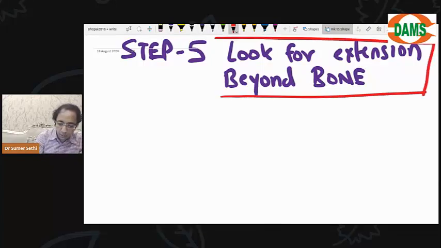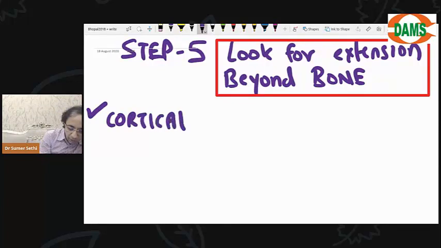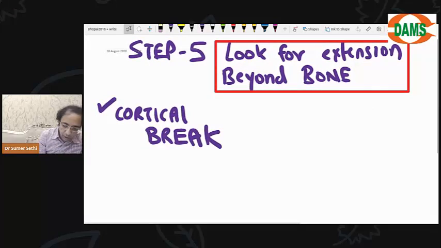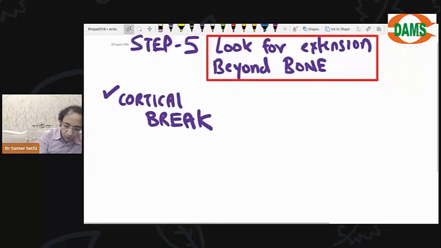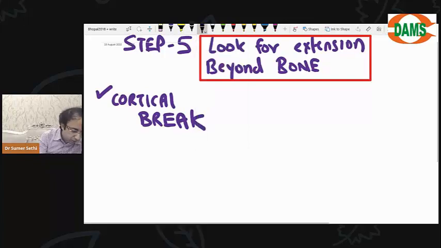मतलब अब that means you can understand, if it is a malignant process, it will break the cortex of the bone and it will come out. That means first thing we are looking for is we are looking for cortical break. जहां पे बोन में डिजीज है, डू यू हैव अ cortical break or not? Okay, let's try to understand.